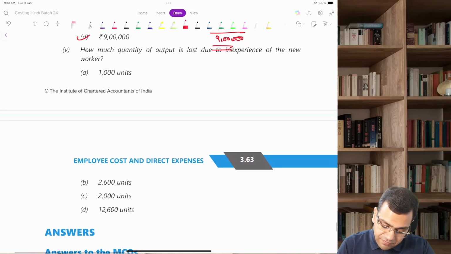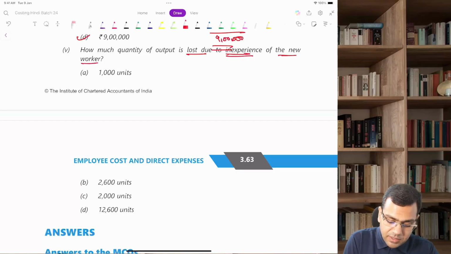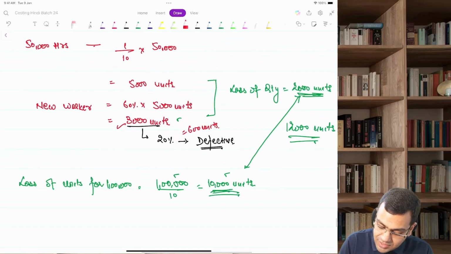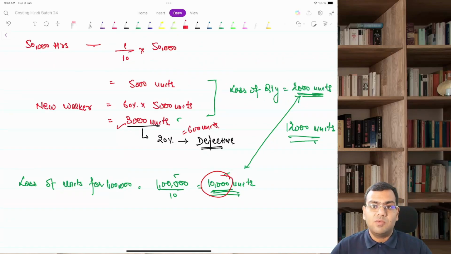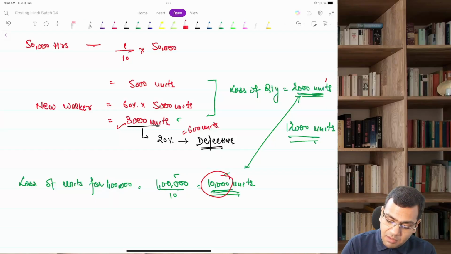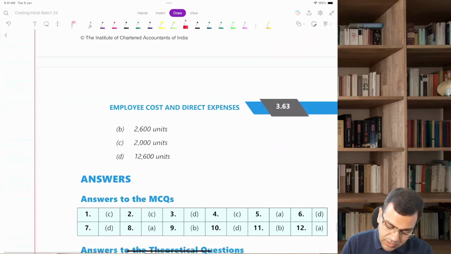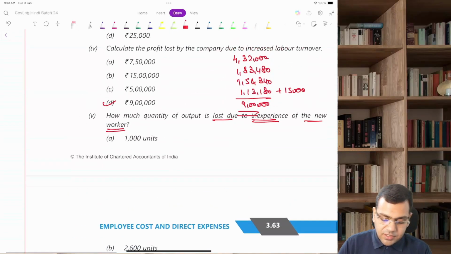Then he says how much of the quantity of the output is lost due to the inexperience of the new worker. See here, whether this 10,000 is due to inexperience of the worker? No. This 10,000 is because of the delayed recruitment. The worker is not recruited. That is why this loss is there. Now, due to the inexperience, the number of units lost is 2,000 units, right? So the answer here is option C, that is 2,000 units.